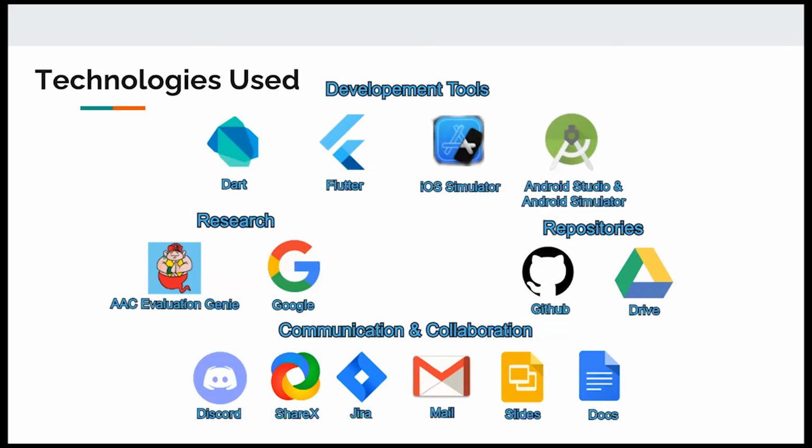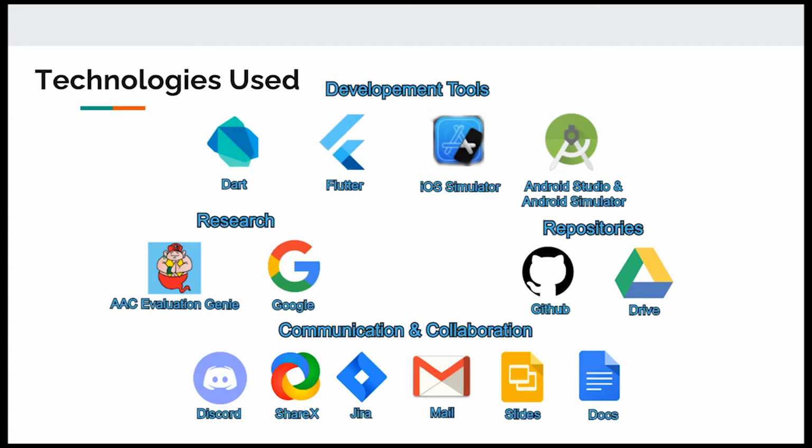Here's a list of all the technologies we used for this project. We used Dart and Flutter, and those were our main development languages. iOS simulator was Xcode. We used Xcode to handle the iOS side of things, and then Android Studio to handle the Android side of things with the emulator that I showed off. The research was all done using AAC Evaluation Genie, which was our mock application that we cloned essentially, and Google for tons of research on what AAC is.